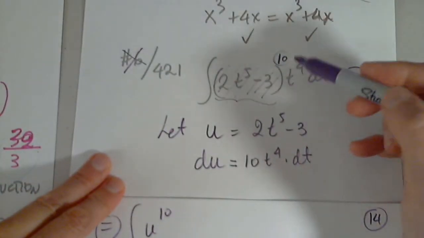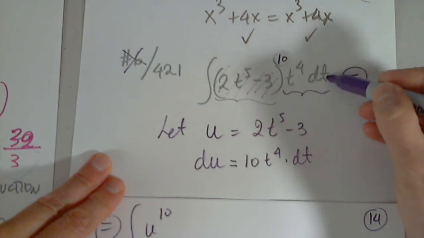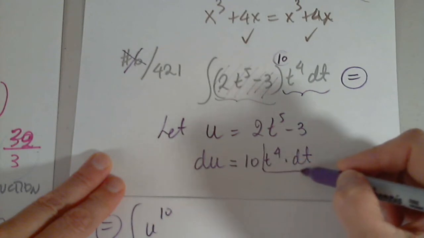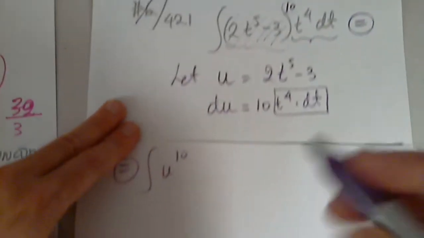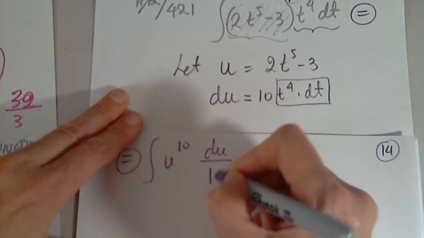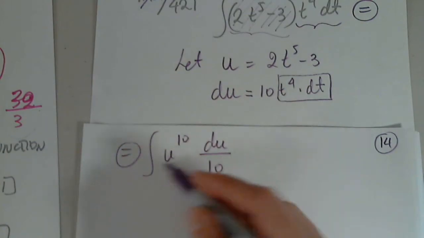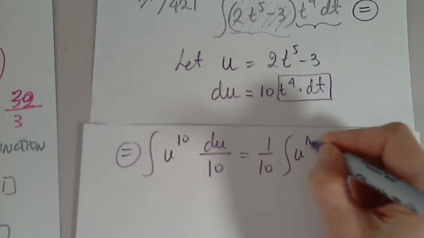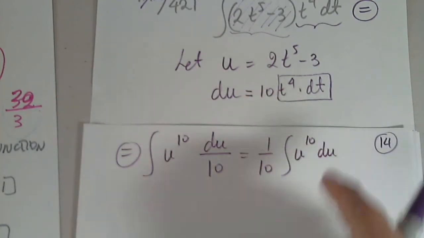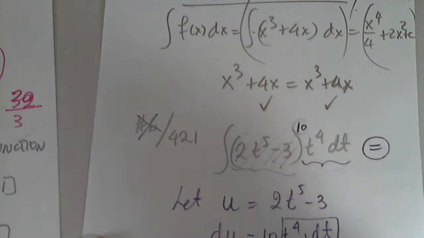Now, this is already replaced. But what about t to the 4th times dt? I have it right here. It's du over 10. It's a constant, 1 over 10. It can go outside. 1 over 10 times the integral of u to the 10th du. This is so much easier to handle than this. And it's the same thing.